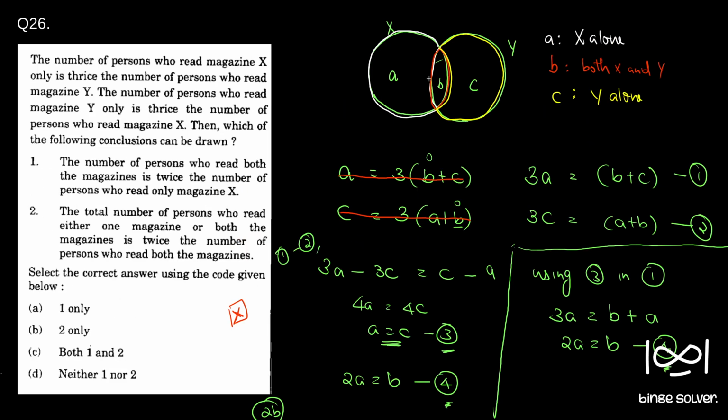So this question went wrong because of a small problem in the wording. Instead of a equal to 3b plus c, it should have been 3a equal to b plus c, and instead of c equal to 3a plus b, it should have been 3c equal to a plus b. If that was the case, then both statement 1 and statement 2 were right. So this is the question. I hope you understood well. If there is any confusion, please comment under the video. So this is the solution. The solution to question 26 as per the official key is X. It is a wrong question.